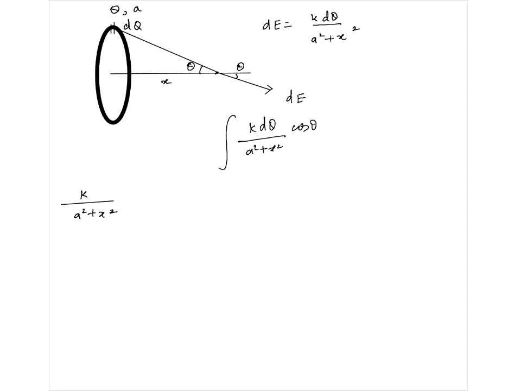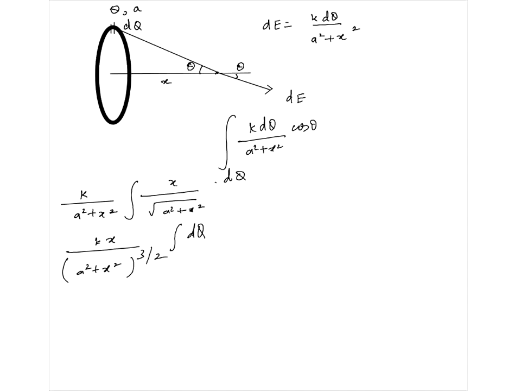Then cos theta. Cos theta is x upon under root a square plus x square. Then dq. X is fixed, comes out. This becomes to the power 3 by 2. Well, looks like it's so easy now to integrate. Integration is actually nothing, straightforward.